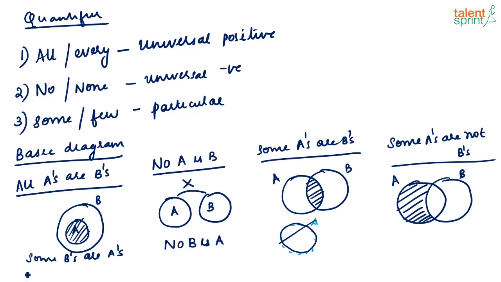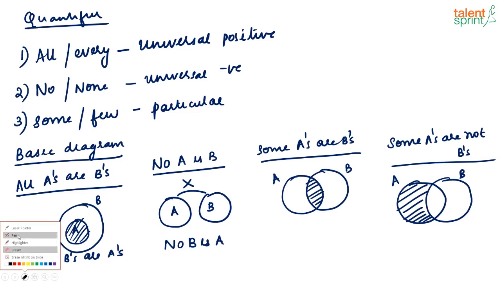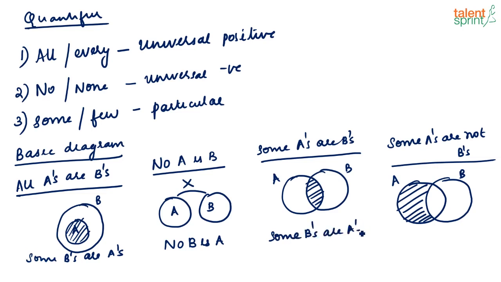Now the third statement, some A's are B's. If some A's are B's, then you can say some B's are A's. Correct? So that is the conclusion that you derive from the third statement: some B's are A's. Now for this particular statement, there is no conclusion that you can get. When you are given a statement some A's are not B's, directly you cannot get any conclusion from this given statement.